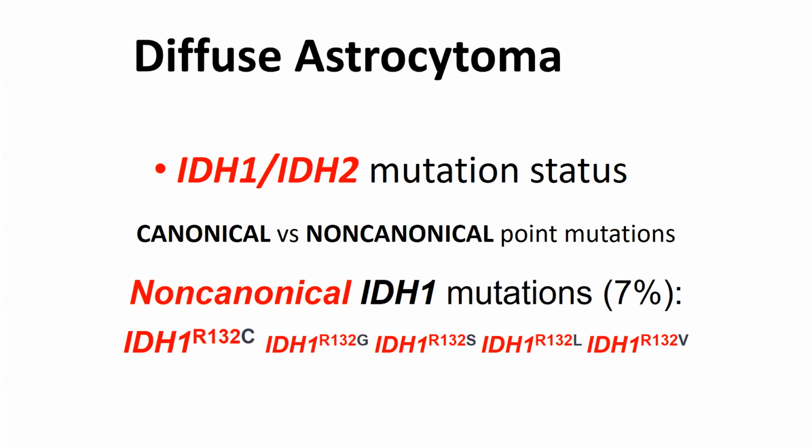All right, that's it. Now let's have a look at the non-canonical IDH1 mutations. We actually know what they are, every single one of them. Notice that R132C is listed first, and I've increased the font size of the C, because R132C is the most common of the non-canonical point mutations in IDH1. Then IDH1 R132G, S, L, V. Here they are writ large.